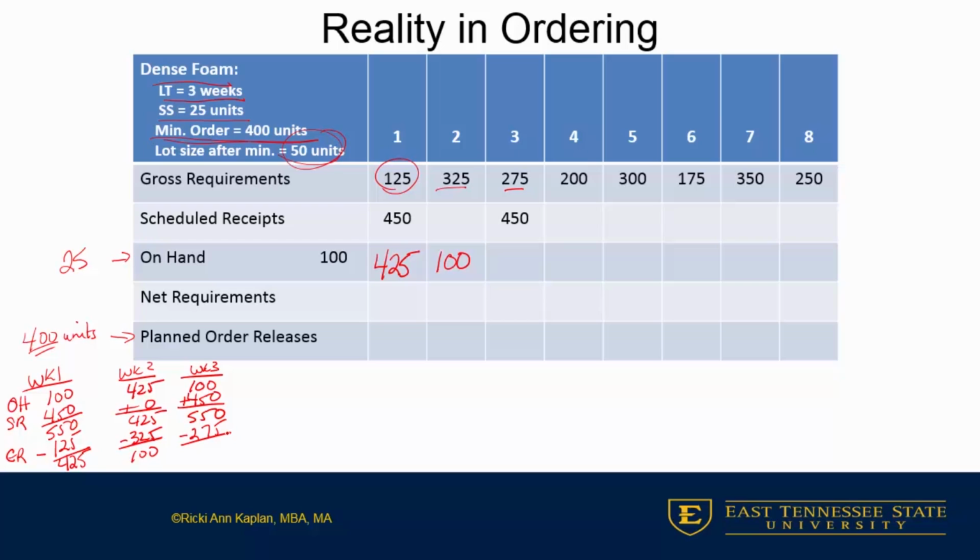If I do the math right, that means we're going to have 275 left over, still satisfying our safety stock, which has to be at least 25 units at the end of week 3. Moving right along to week 4.